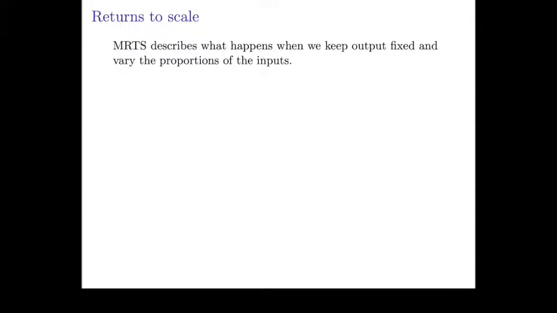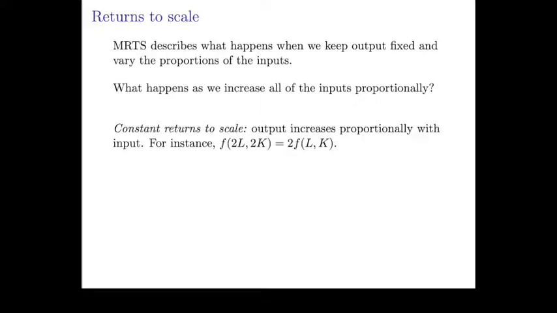If we keep the amount of output fixed and just vary the proportion of the inputs, the marginal rate of technical substitution tells us how much we need to vary, what ratio we can vary them in. But what happens if we increase all the inputs proportionally? So we keep the proportions the same, but we just multiply them all by some number.